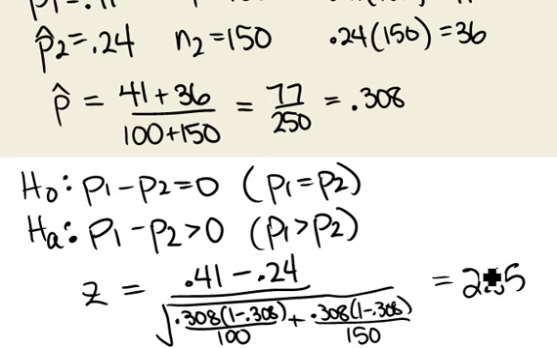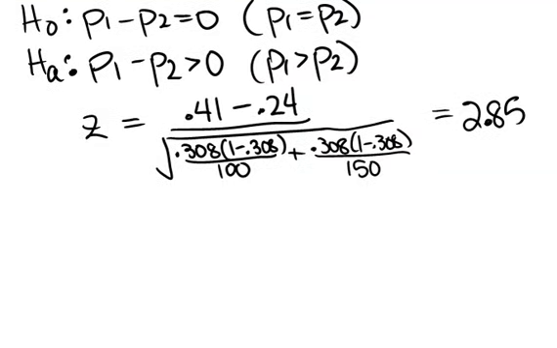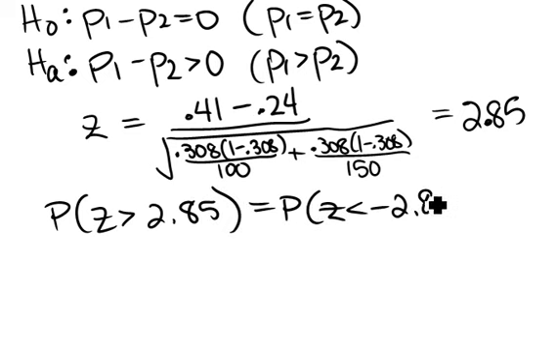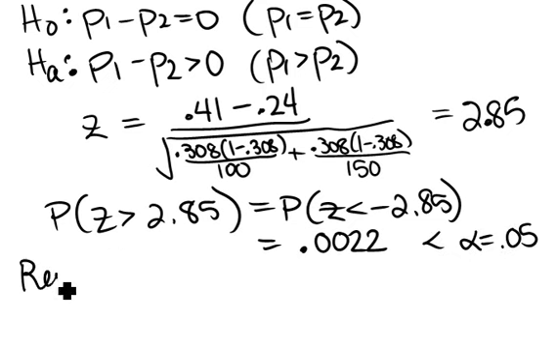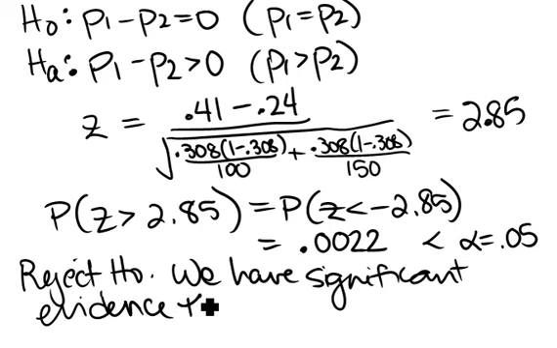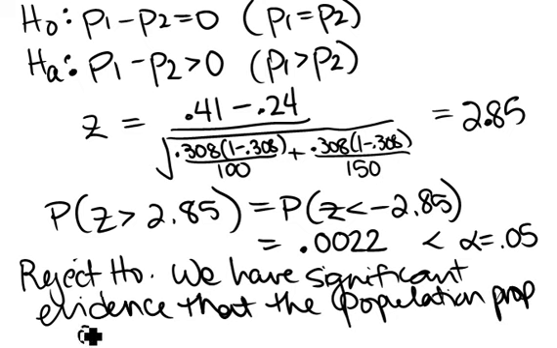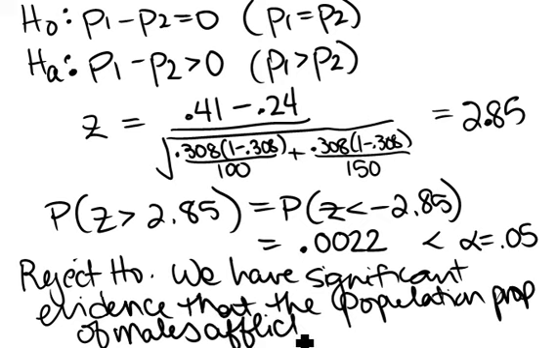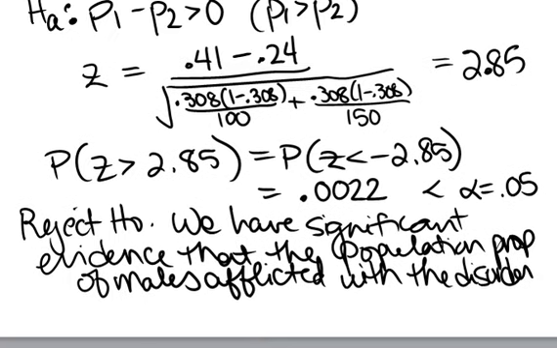We're doing a right-tailed test because we're doing greater than. So the p-value for this test is the probability that we would have a normal being greater than 2.85, which is equivalently the probability that a normal z would be less than negative 2.85. And if you look up negative 2.85 in your normal table, you'll get 0.0022. So if you're looking at the 5% level, we see this is less than an alpha of 0.05, and so we are going to reject the null. Which means that we have significant evidence that the population proportion of males afflicted with the disorder is higher than that of females.